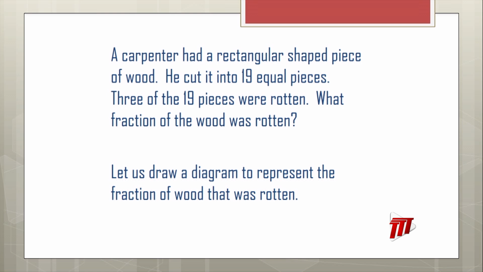A carpenter had a rectangular shaped piece of wood. He cut it into 19 equal pieces. 3 of the 19 pieces were rotten. What fraction of wood was rotten? Let us draw a diagram to represent the fraction of wood that was rotten. So we already know that there are 19 equal pieces, so 19 will be our denominator. How many pieces were rotten? 3. So let's see if we can get that.